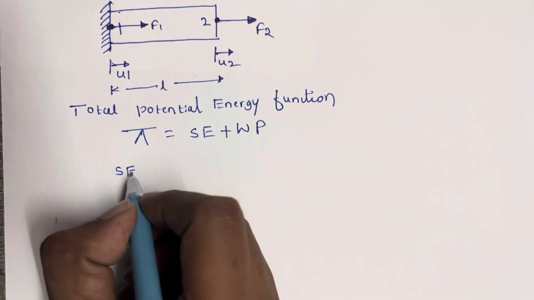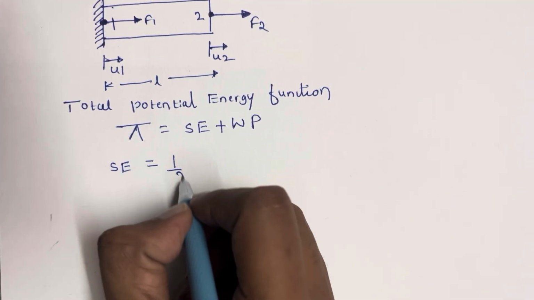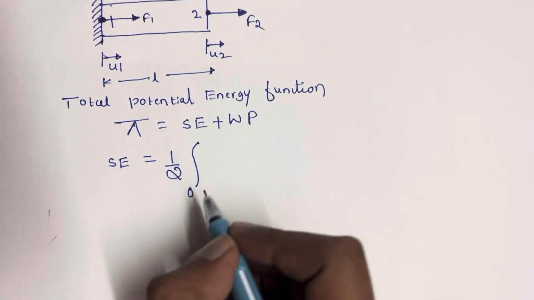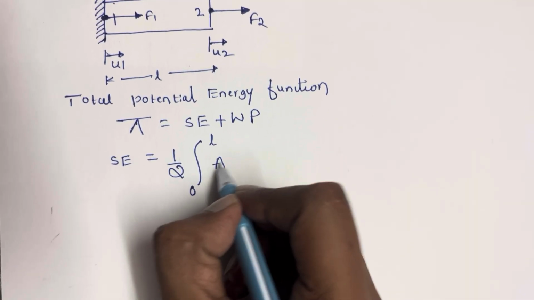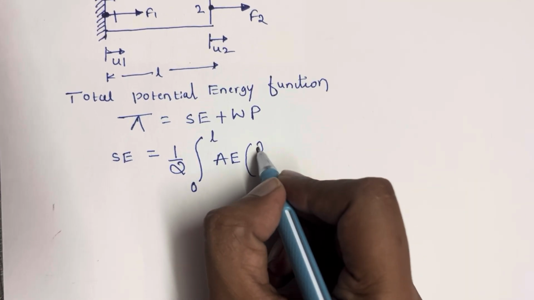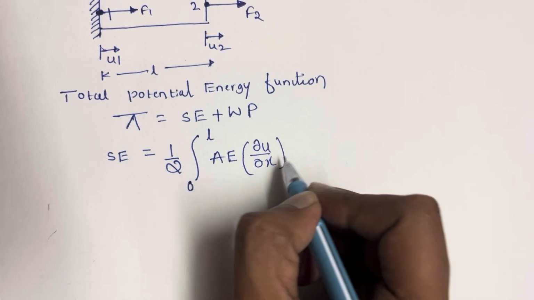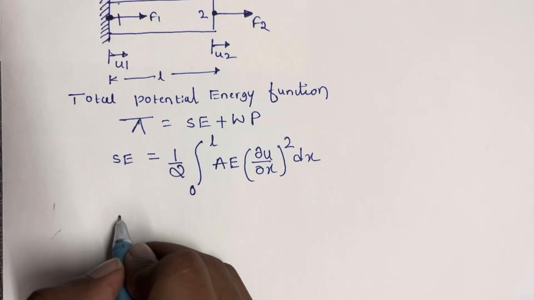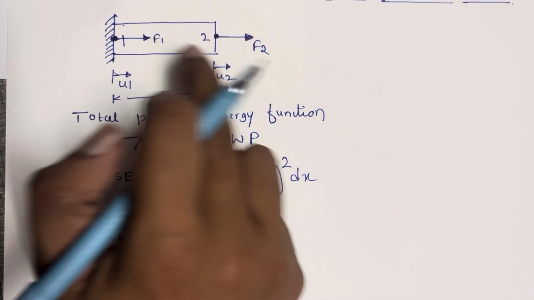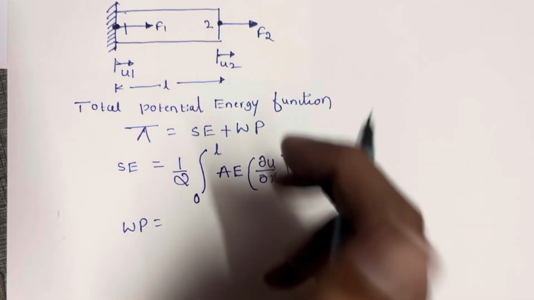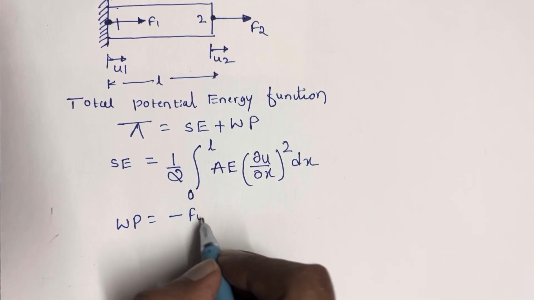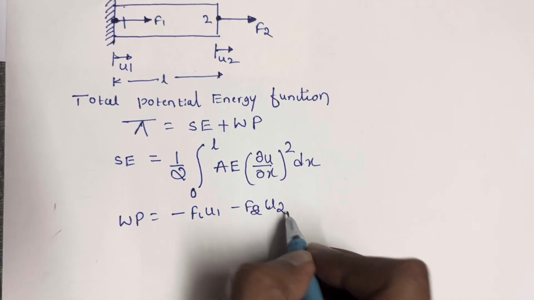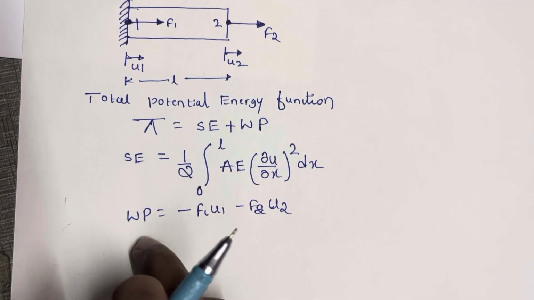Strain energy for a prismatic bar is given by half the integration from 0 to L, the total length, of A E, with the displacement dou u by dou x, squared, dx. And work potential, here we have two forces F1 and F2, applied by the system, so we'll take it as negative F1 u1 minus F2 u2. Then we have to substitute this SE and WP in this equation.